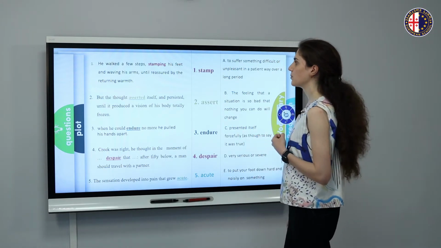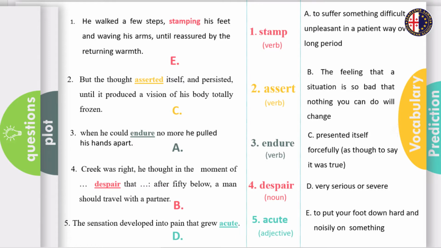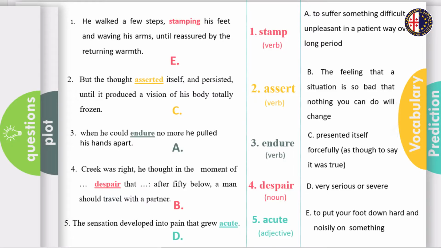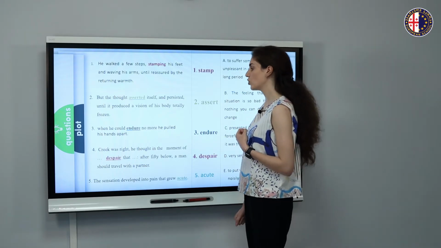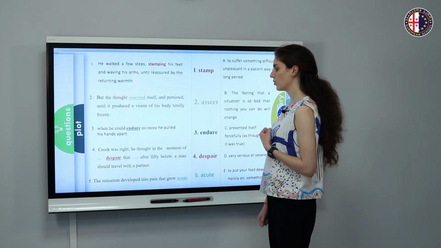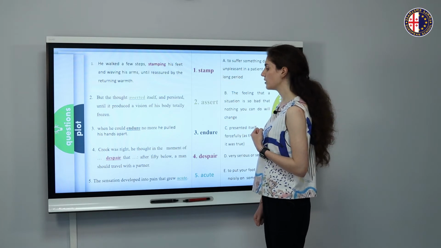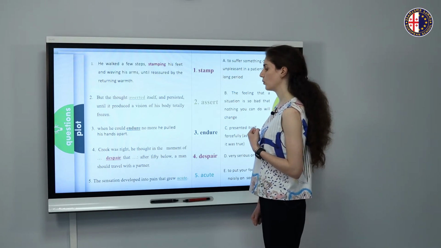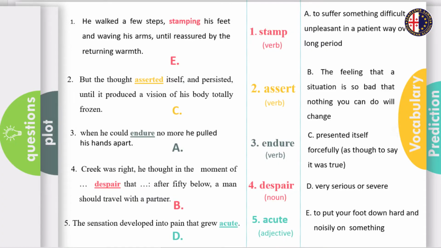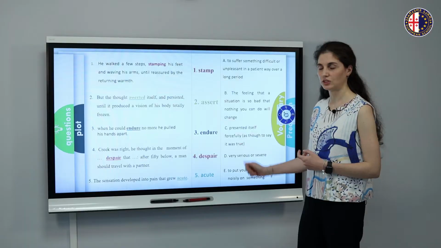He walked a few steps, stamping in his feet and waving his arms until reassured by the returning warmth. Let's look at the second one. But the thought asserted itself and persisted until it produced a vision of his body totally frozen. When he could endure no more, he pulled his hands apart. Crick was right, he thought, in the moment of despair, that after 50 below, a man should travel with a partner. And the last one, the sensation developed into pain that grew acute. Let's look at the definitions now.